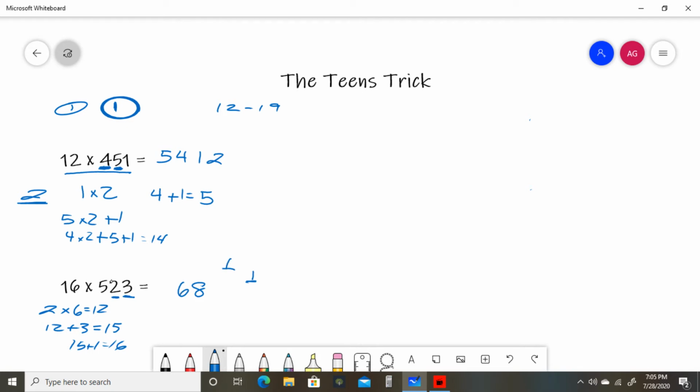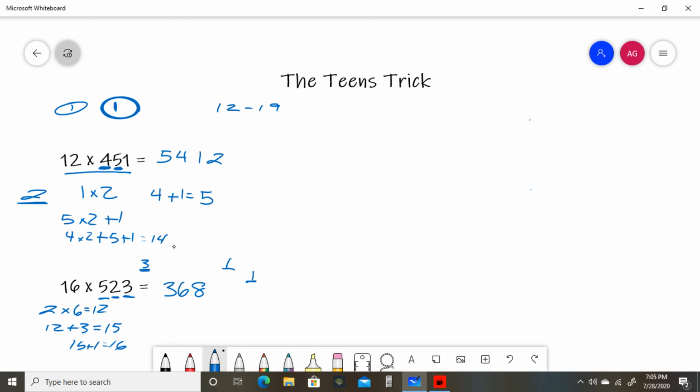Okay, now we move one more to the left. We use our 5. 5 times 6 gives us 30, plus the number to the right of that gives us 32, plus our carried 1 is 33. And so we write a 3 and carry a 3.